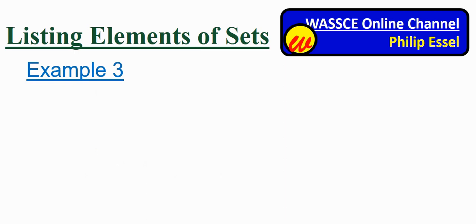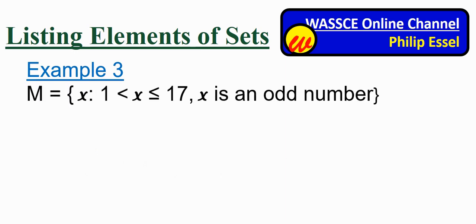Let's look at example 3. So we have the set M, and here the set M is in set builder notation format, and our work is to convert it to the listing format. And let's read what is in the set M. We have x such that 1 less than x less than or equal to 17, x is an odd number. Bracket closed.